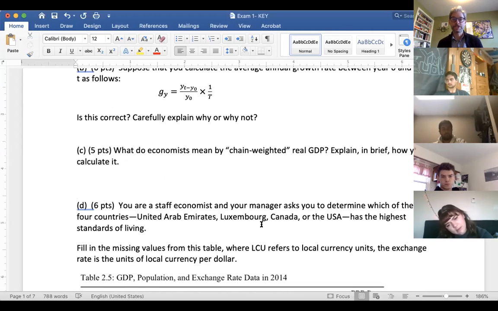What do economists mean by chain-weighted GDP? Basically, you calculate real GDP using the previous year, you calculate real GDP using the post year, and then you average the two so that any differences in prices between goods get averaged out.